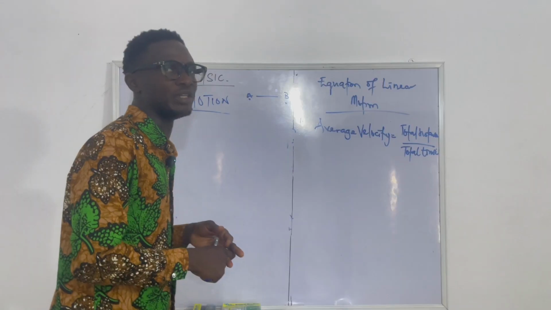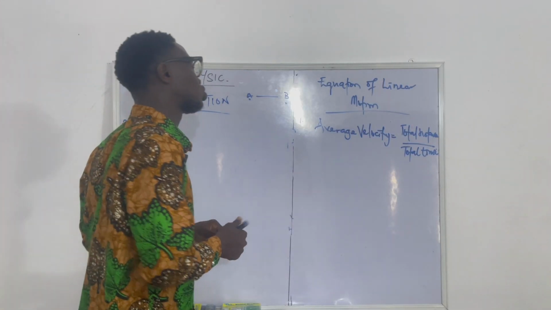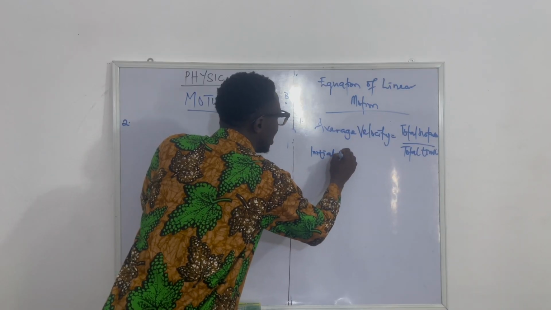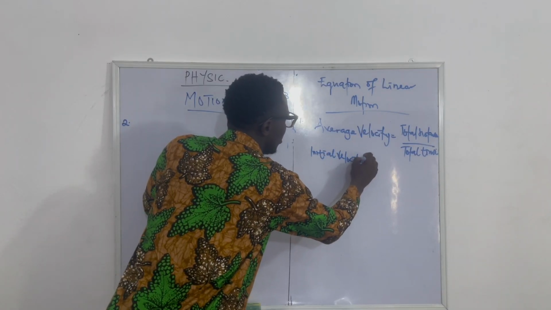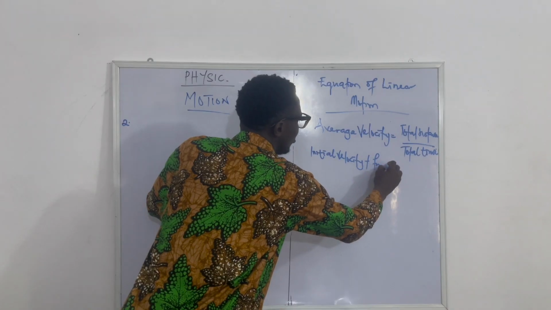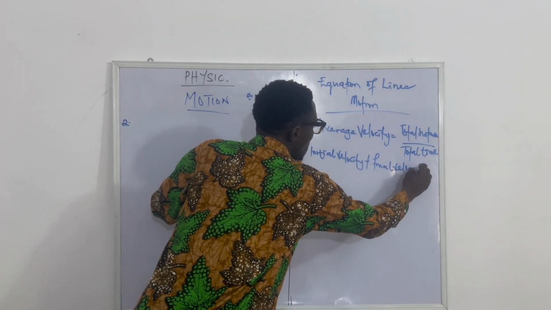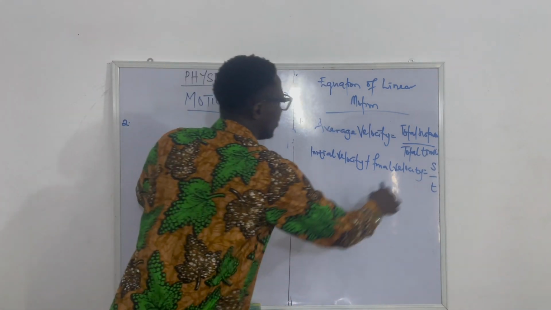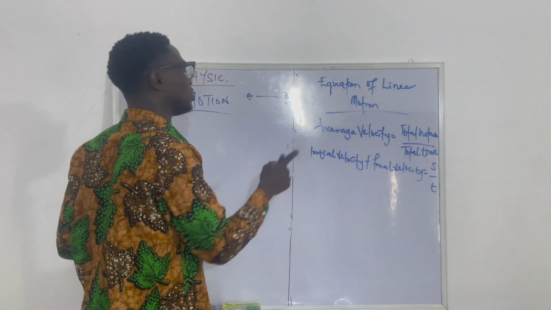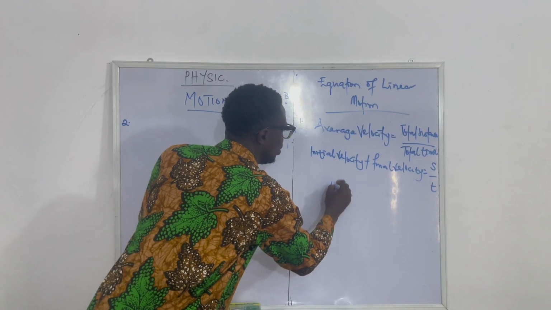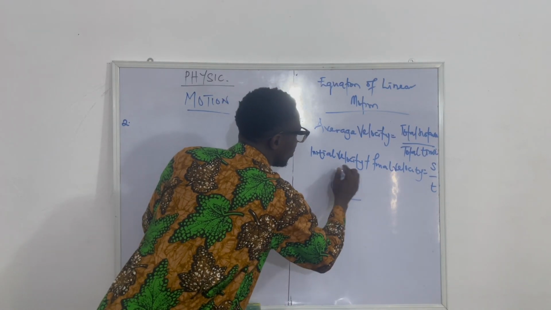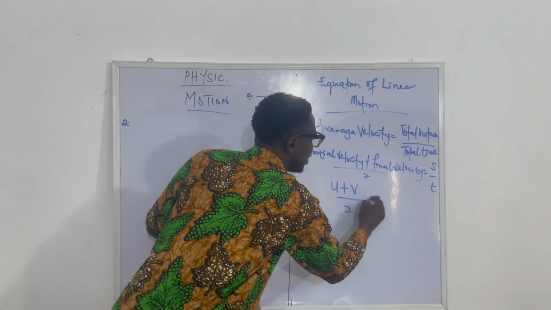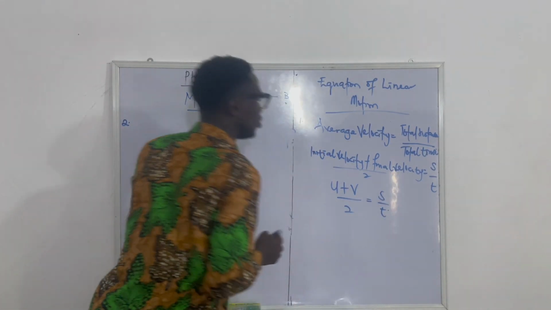So when it comes to the average, it has to be divided by 2. Initial velocity plus final velocity, over 2, equals distance over time. In motion, distance is denoted with x. Initial is u, plus v, this one is over 2 because we said average, equals distance over time.